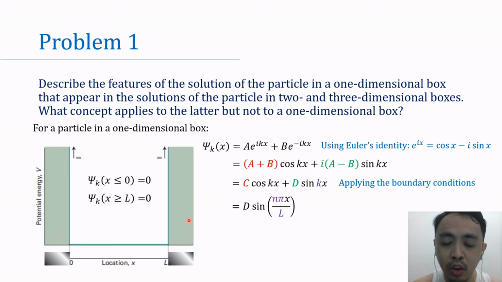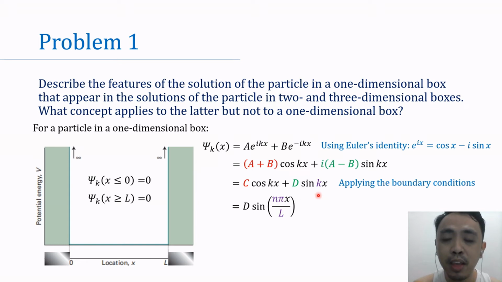From these two boundary conditions, we now arrive at this particular equation on the screen. Notice here that the cosine term has disappeared. The reason for this is that cosine, when x equals 0, will have a value of 1. And our boundary condition clearly states that at x equals 0, the wave function must be equal to 0. That's the reason why this term here disappears, and we're left only with the sine.